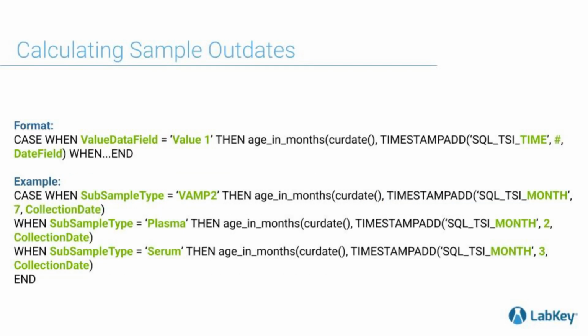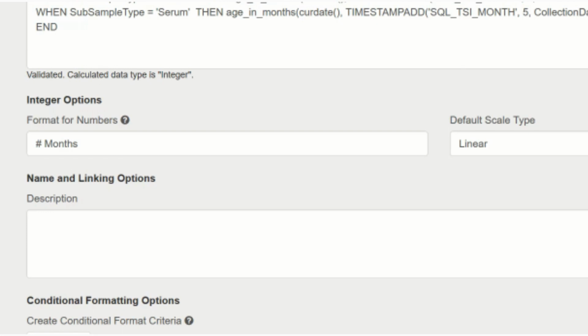I can go further and highlight the remaining months I have before the sample's outdate. The formula will be very similar, but I'll add age in months, current date parentheses, and then the calculation we did above. This is subtracting the number of months we have remaining for the outdate from today's date. This makes it a dynamic field that will change every day you look at the sample grid. I also want to make it more clear that this number is related to the number of months remaining. I went to the integer options and typed in number sign, months, under the format for numbers.